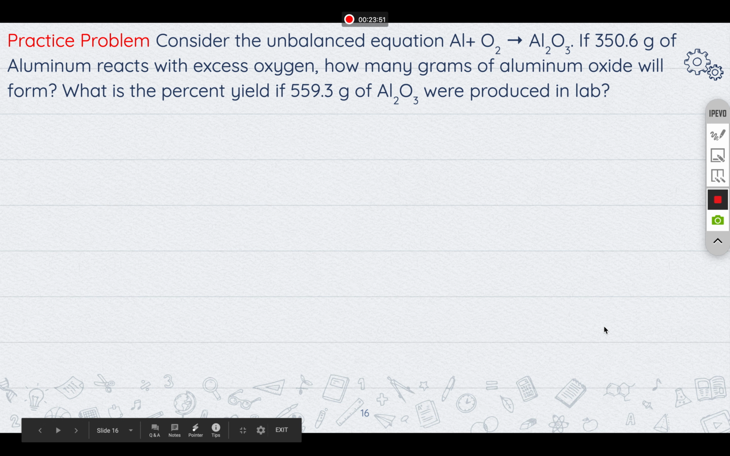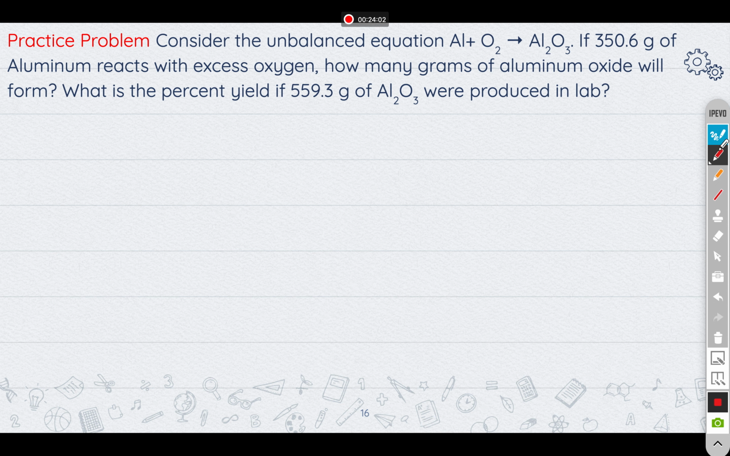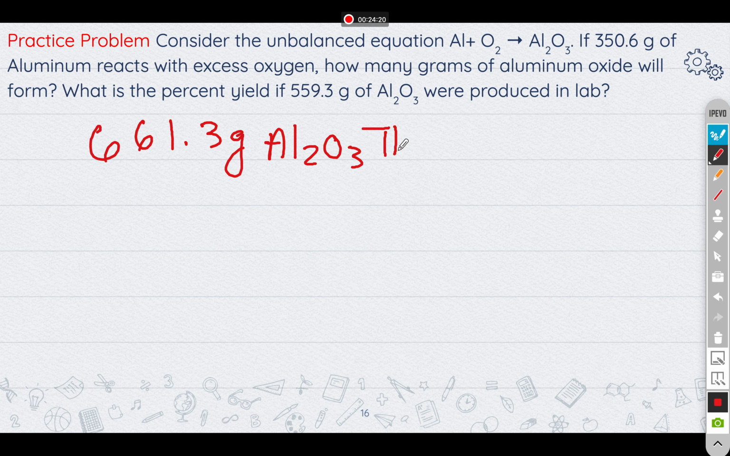This is the same problem that we did previously, so if you have your answer from the last problem, you don't have to redo this. From the last problem, we said that we produced 661.3 grams of aluminum oxide. This is the same problem, I just added to it. This is what we solved for, so this is your theoretical. Your actual is given in the problem, produced in a lab.